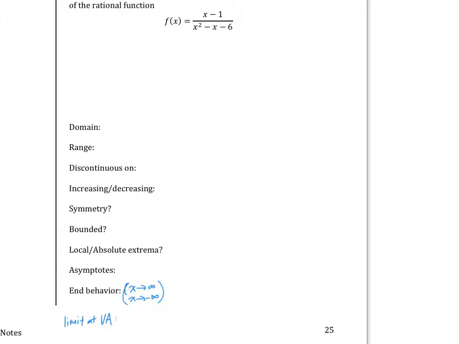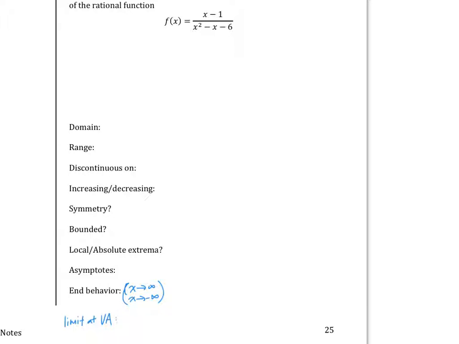You always want to factor the denominator just to double check to see if something cancels, because you don't want to accidentally have a hole and then you don't see the hole. That would not be a good idea. So make sure you double check, see if anything cancels. If it doesn't cancel, it's just a vertical asymptote.